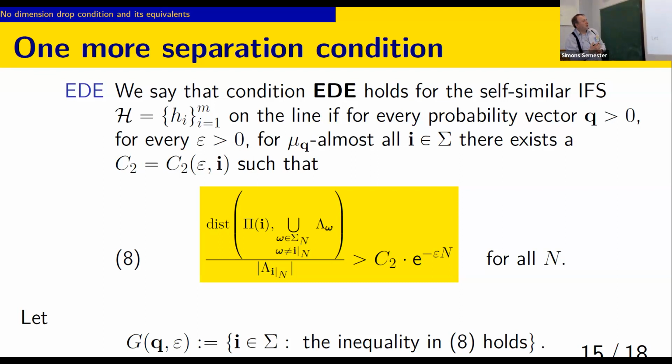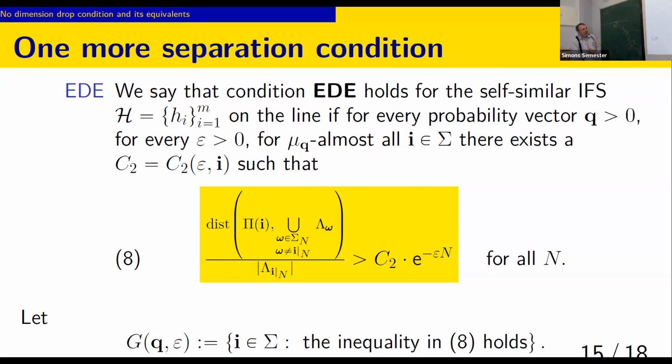So what happens is that we consider an I which is from the symbolic space, and somehow this is pi I. And we go to a certain level n. This should hold for all n. So we go to a certain level n, and here is somehow a level n cylinder, and this is lambda I n. So lambda I n is simply h I n applied to lambda. So this is the level n cylinder which corresponds to I.